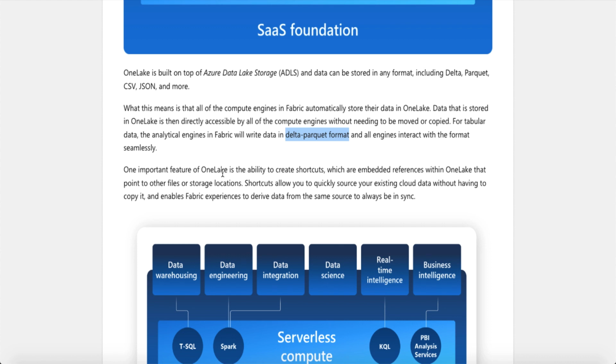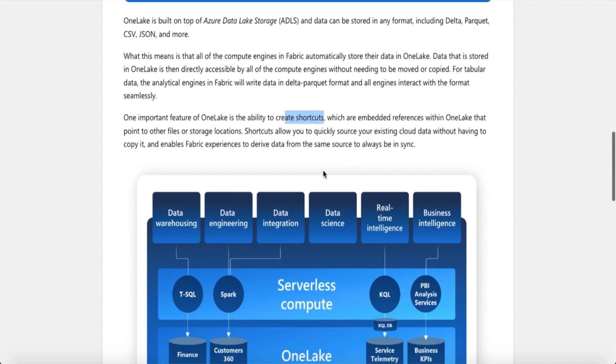So one important feature of OneLake is the ability to create shortcuts. So shortcuts is another ability in OneLake. Okay, let me complete the sentence. One important feature of OneLake is the ability to create shortcuts, which are embedded references within OneLake that point to other files or storage location.